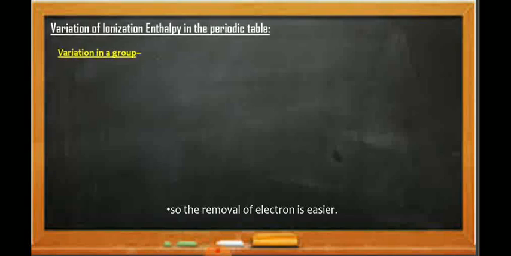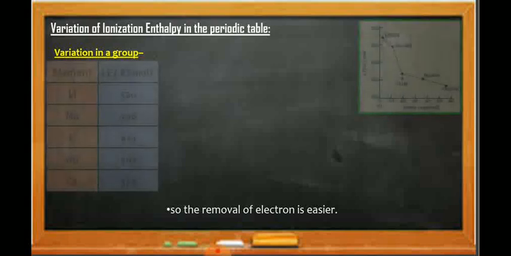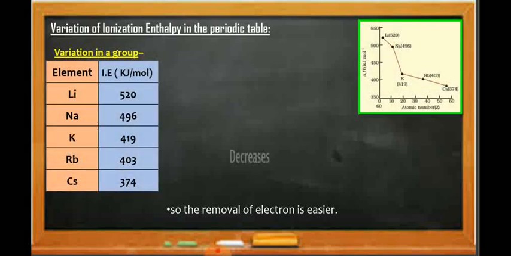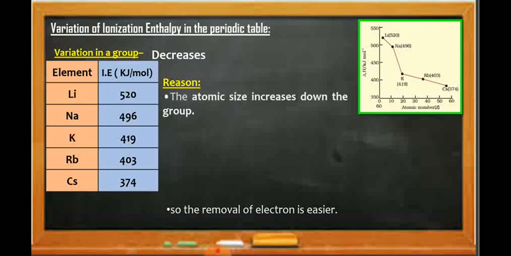Now we'll see variation of ionization enthalpy down the group of the periodic table. Take an example of the first group. Elements present in the first group are lithium, sodium, potassium, rubidium and cesium. Their first ionization enthalpy values are 520, 496, 419, 403, 374. Look at this graph. When you move down the group of the periodic table, ionization enthalpy goes on decreasing. Why?